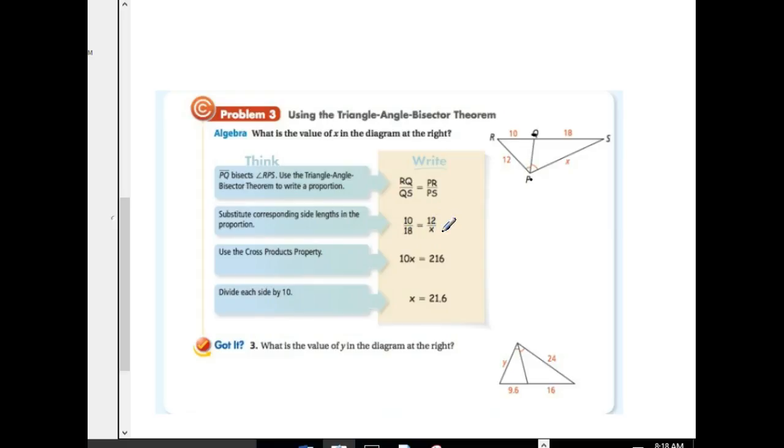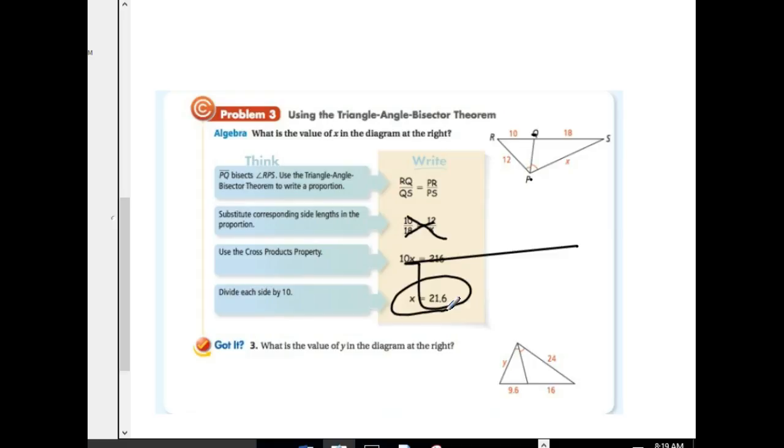12 is to x. Okay. By cross multiplying, I end up with 10x equals 216. And all I'm doing here is simply cross multiplying there. That times that and that times that. Then you simply divide both sides by 10 here, and you end up with 21.6 as your answer. Okay.